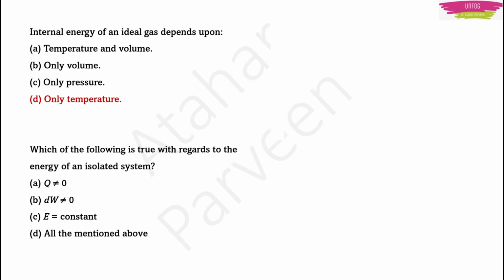Next question. Which of the following is true with regards to the energy of an isolated system? We told you, right? Isolated system means energy will be constant. Now, there will be no change in energy. There will be no exchange of energy or matter. That's why E will be constant.